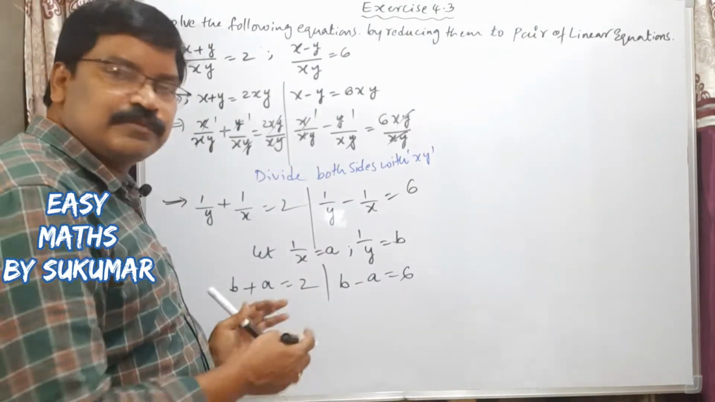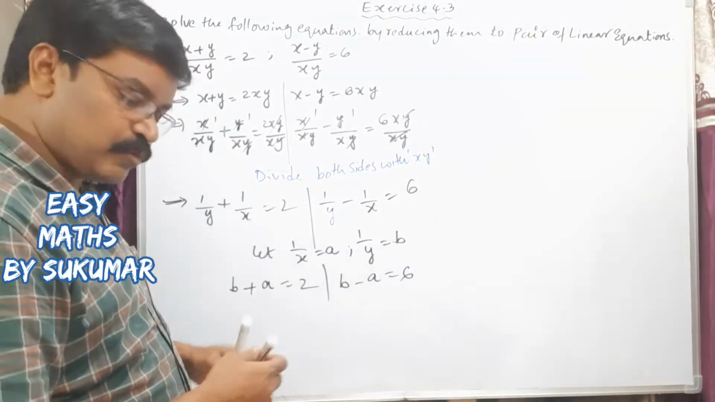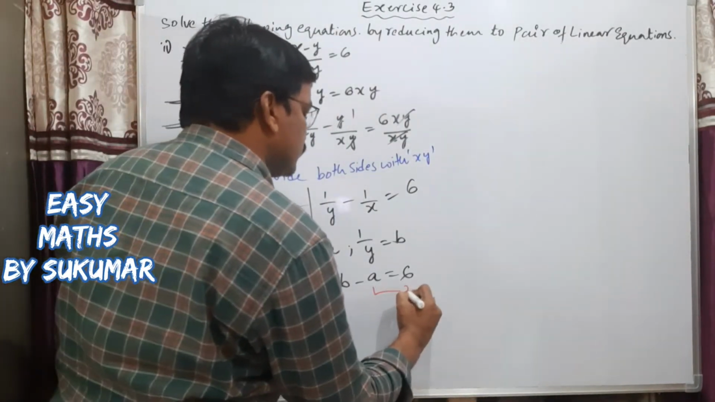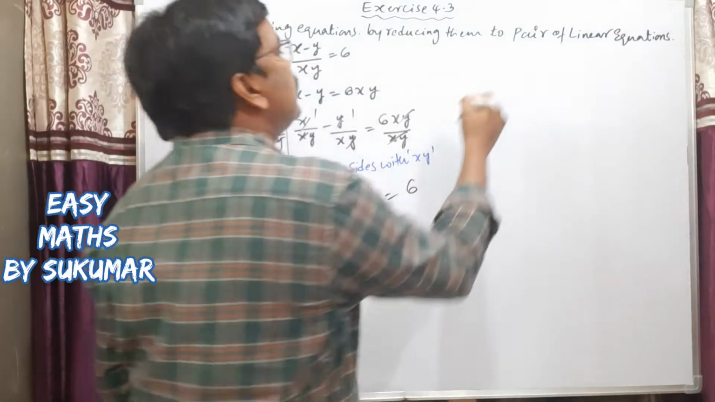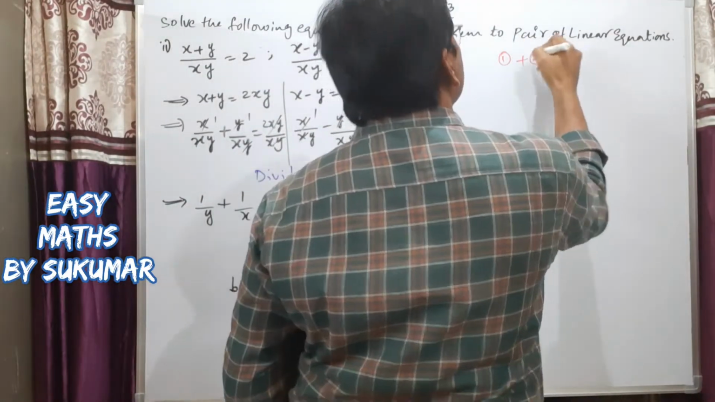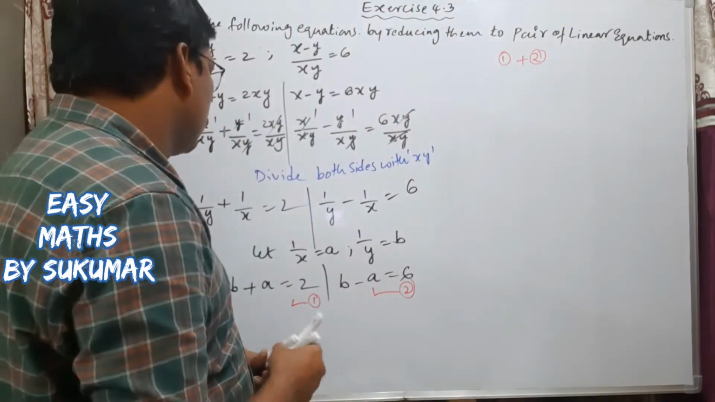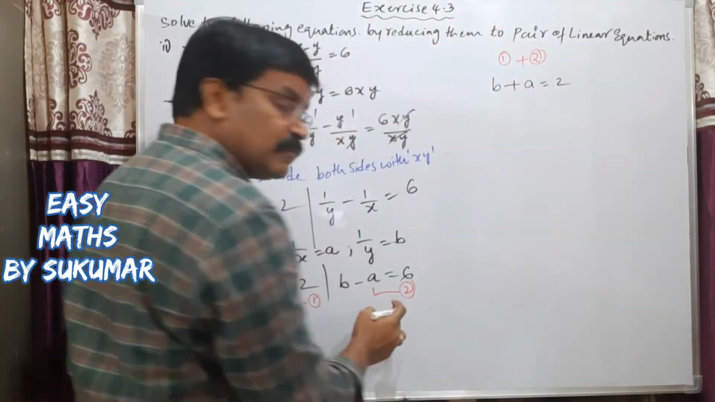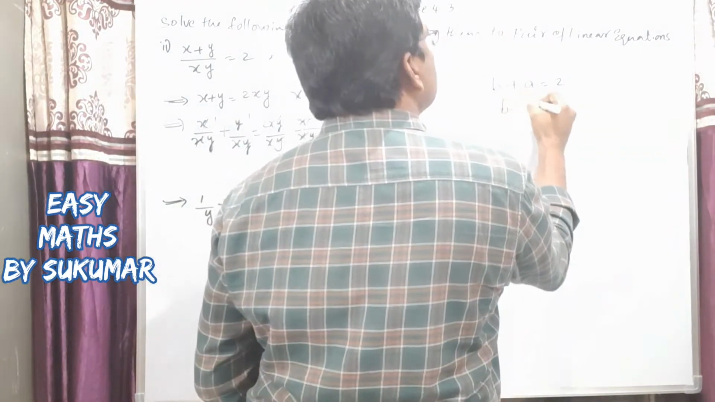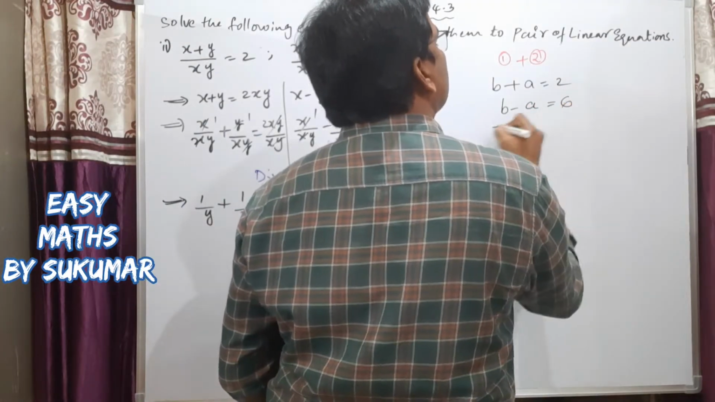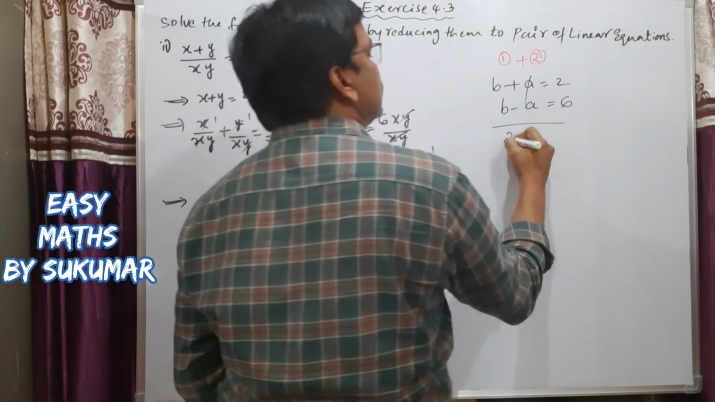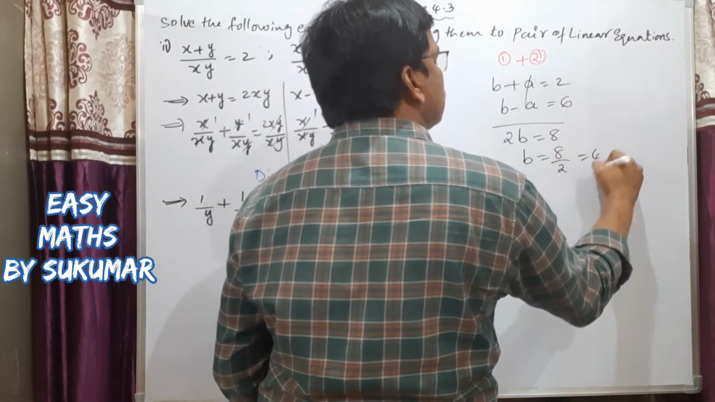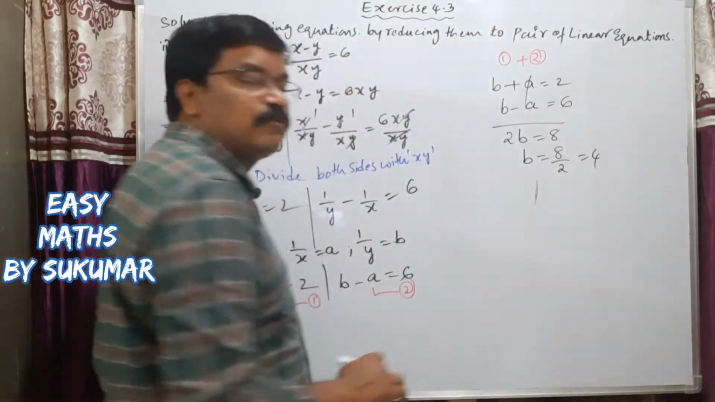Okay, now it is very simple, just by adding these two equations. Let this equation be 1 and this equation be 2. Adding equation 1 plus equation 2, look here, b plus a is equal to 2 and equation 2 is b minus a is equal to 6. Plus a minus a get cancelled, 2b is equal to 8, b is equal to 8 by 2, that is equal to 4. So the value of b is equal to 4.